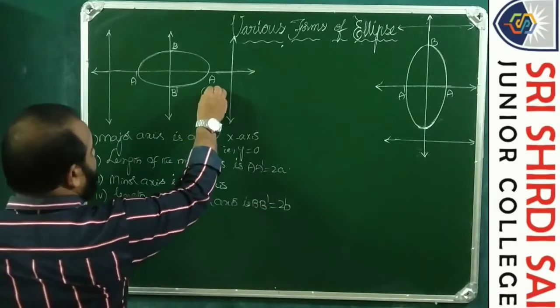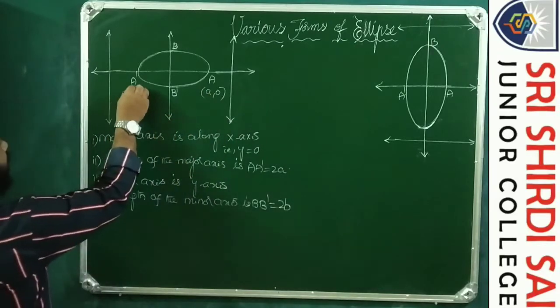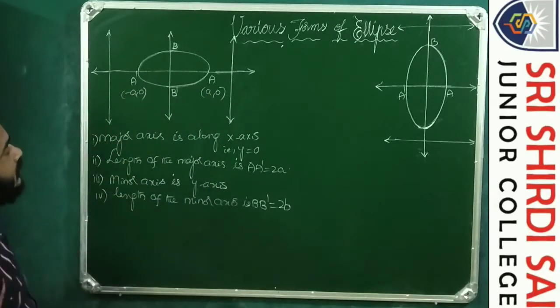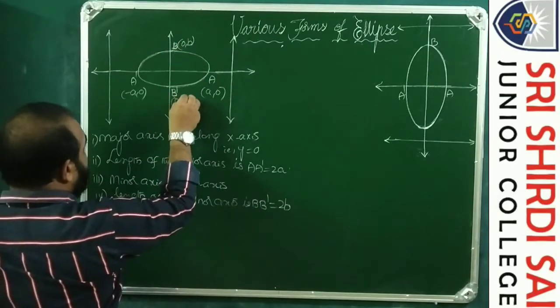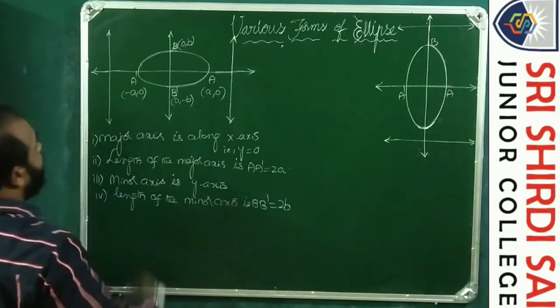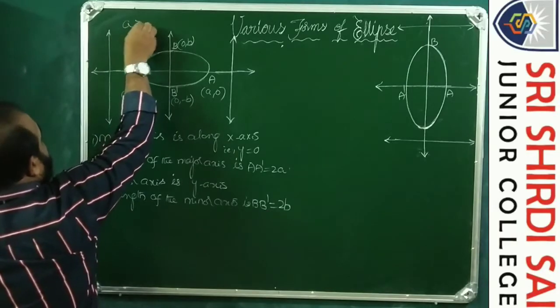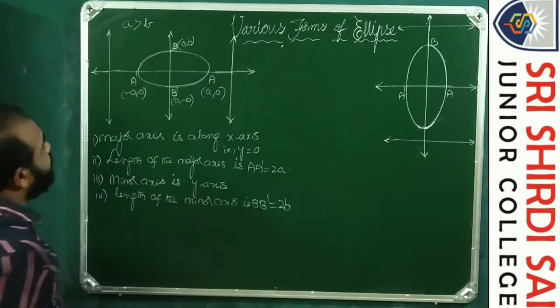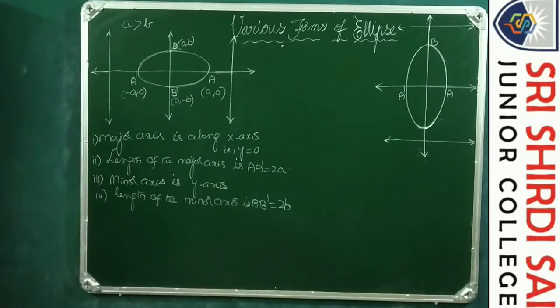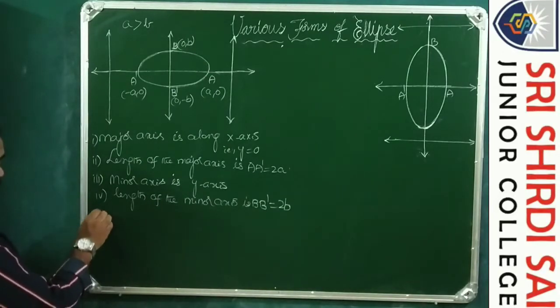Therefore, this is A comma 0, minus A comma 0. This is 0 comma B, and this is 0 comma minus B. Here the condition is A greater than B, because this is A and this is B. A is greater than B. Next.